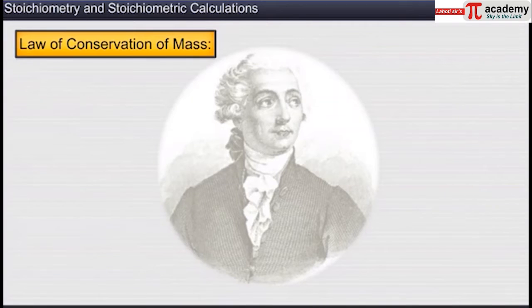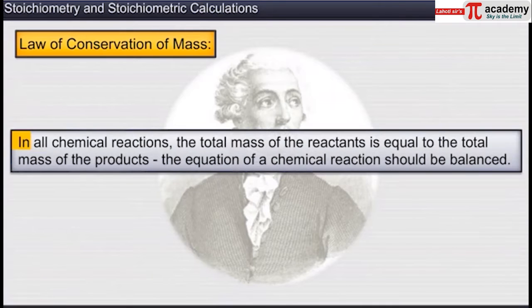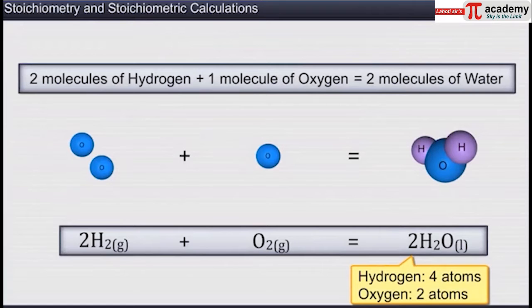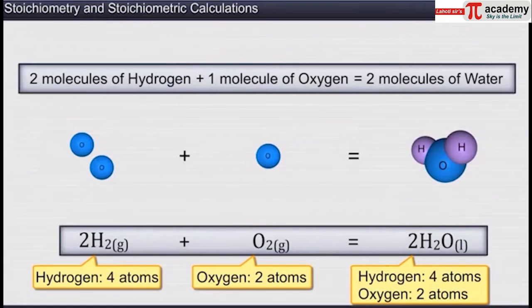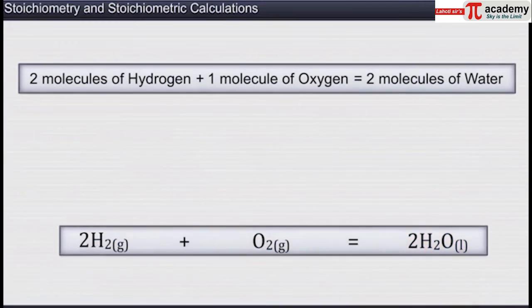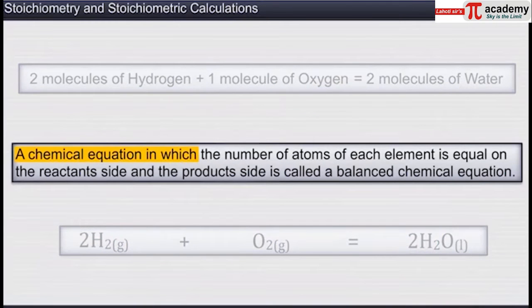We've learnt that the law of conservation of mass states that in all chemical reactions, the total mass of the reactants is equal to the total mass of the products. This means that the equation of a chemical reaction should be balanced. Notice that the equation for water is balanced. The number of atoms on the left side is equal to the number of atoms on the right side. A chemical equation in which the number of atoms of each element is equal on the reactant side and the product side is called a balanced chemical equation.